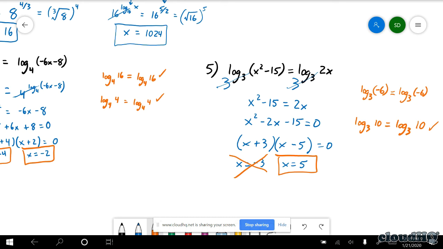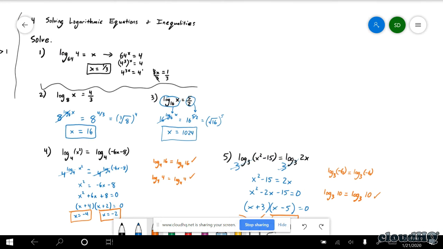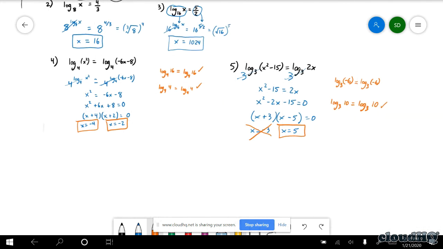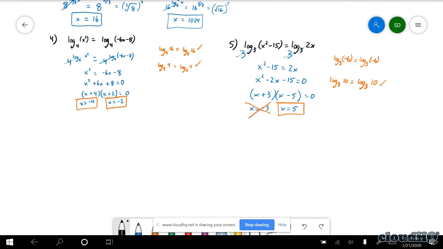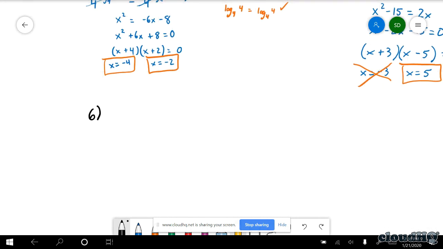So that was the equation piece. If you remember the title of this section, solving logarithmic equations and inequalities. I'm not going to spend a lot of time on inequalities, but we do need to do a couple. Log base 2 of x is less than 4.